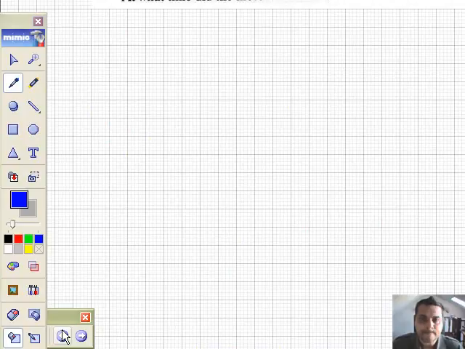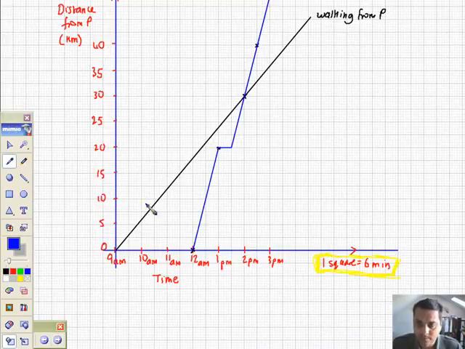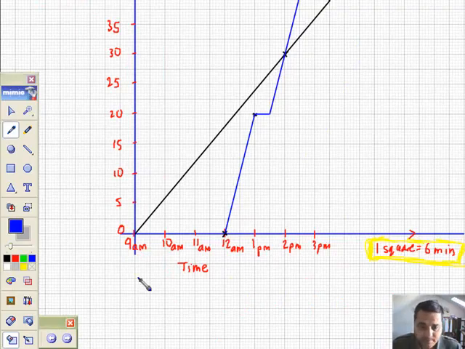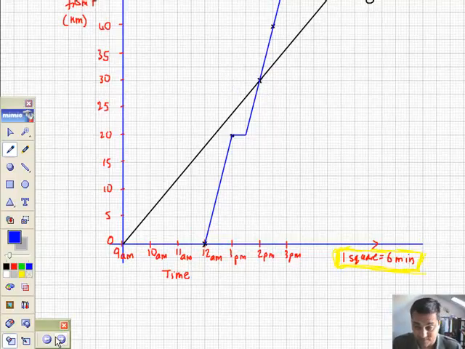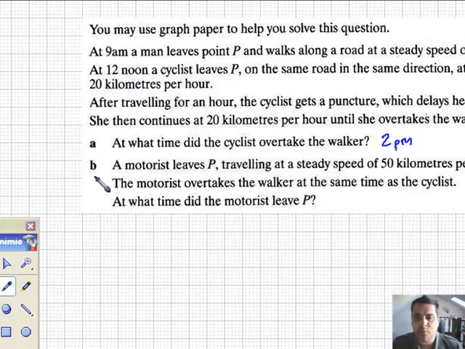Let's see what the motorist is doing. So that's done. At what time did the cyclist overtake the walker? Oh, well, let's have a look. Well, there's our walker, and there's our cyclist. And we have her overtaking at exactly 2 p.m. Just read down the point of intersection, 2 p.m., and that's at a distance of 30 kilometers away from P. It doesn't ask us about the distance, it asks us about the time. So let's just do it then. At what time did the cyclist overtake the walker? Answer: 2 p.m.